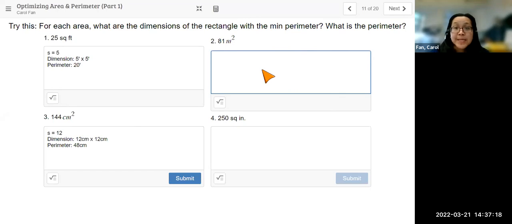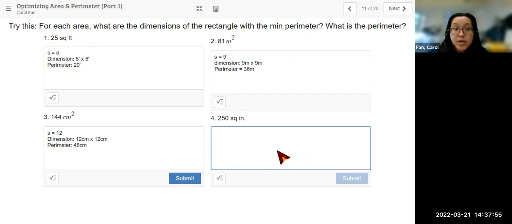Okay, let's take these up. Since these are all given an area and the area is fixed, for us to find the perimeter, we need to go backwards to get the square root of the area so that we can find the sides. So side of this one is 9, dimension 9 meters by 9 meters, and our perimeter is 36 meters.